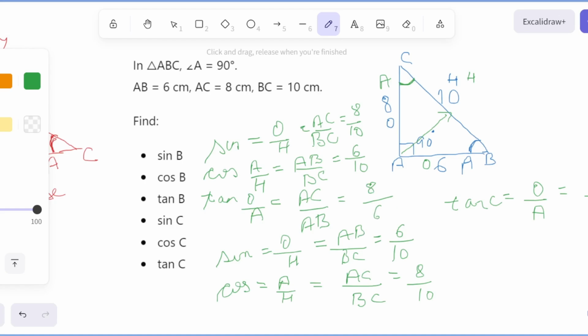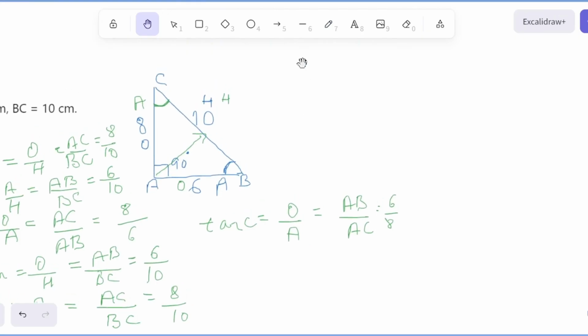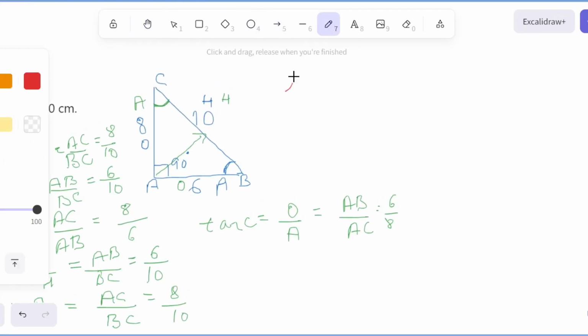All right, so this is how we find them. Now there are three more ratios, as I said, which haven't been asked in this question, but we can figure them out. So let's find secant of B.